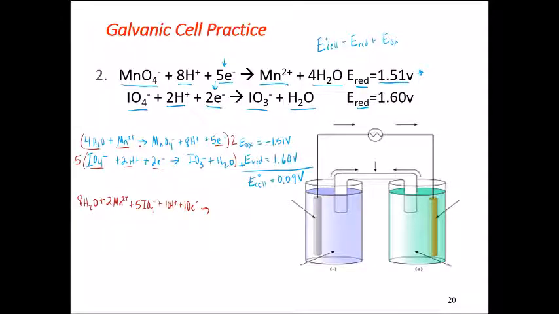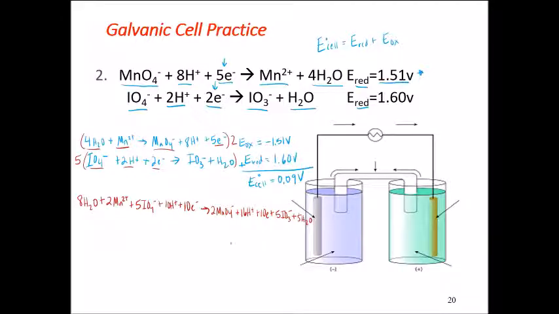which is going to be 2 times permanganate. So 2 permanganates plus 2 times the hydrogens, 16 H's and 10 electrons, plus down here we would get the 5 periodates. No, these are iodates, sorry. IO3 is iodate. And then we're going to get 5 waters. So getting close over here to my cell.